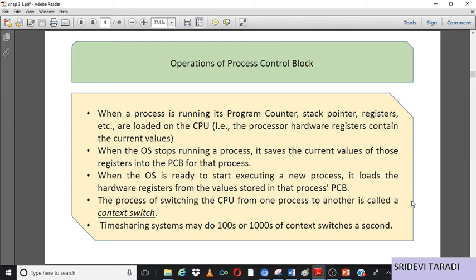The process of switching the CPU from one process to another is called context switching. So if a process is waiting for an input-output operation to happen, then the CPU allocation may take place to another process which is in the ready queue. So allocation of CPU from one process to another process is called context switching. Time sharing systems may do hundreds or thousands of context switches in a given second. That is about PCB and operations of PCB.